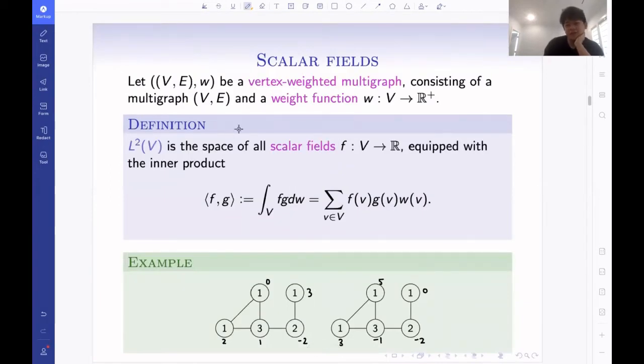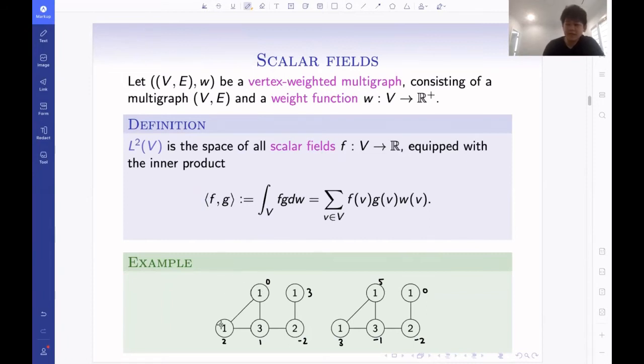So let VEW be a vertex-weighted multigraph consisting of a multigraph and a weight function, just simply assigning each vertex a positive real number. And I'm going to define the inner product space L2V to be the space of all scalar fields, or all functions from my vertices to real numbers, equipped with the inner product given by this integral, which is again a finite sum over all vertices of f at v times g at v times w at v.